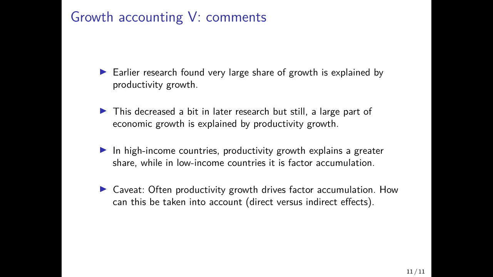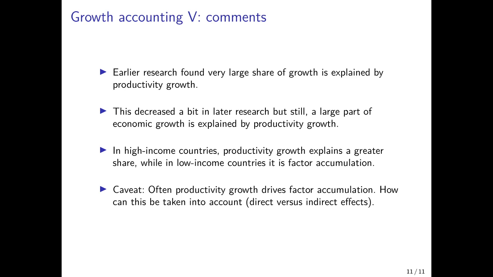In high income countries, the share is even larger. So in high income countries, a larger share of total output growth can be explained by productivity growth than in low income countries, where factor accumulation is, in comparison to high income countries, a bit more important, basically.